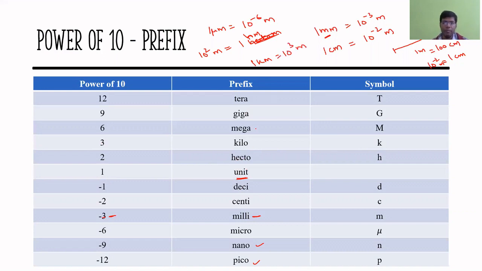Likewise, we have mega, giga, and tera. In fact, you can remember this from your computer memory: kilobytes, megabytes, gigabytes, terabytes.